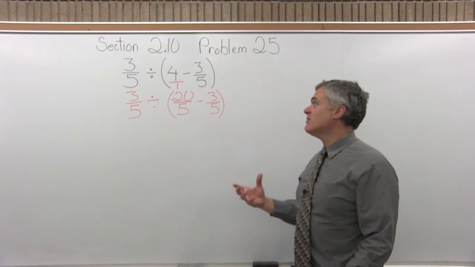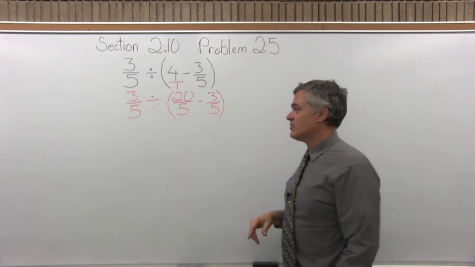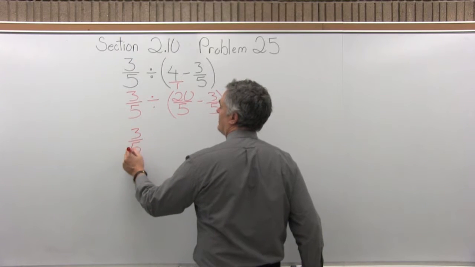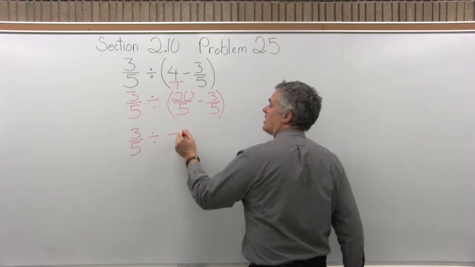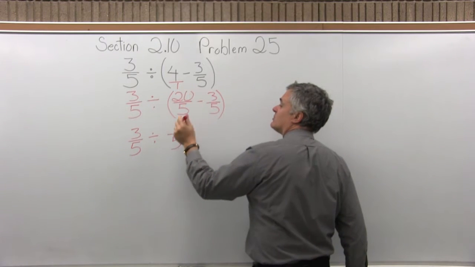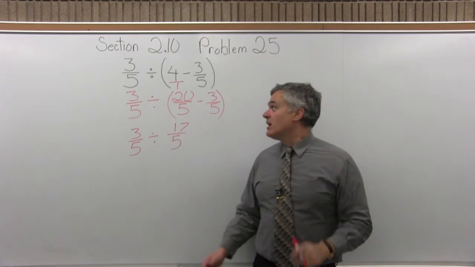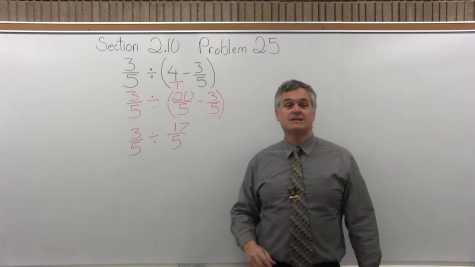So however you have to think about it, the 4 gets changed to a 20 over 5, and now I can subtract the 3/5. So there's a 3/5 in front, divided by, and when I do the work in parentheses, my common denominator is 5. I combine the numerators. 20 minus 3 is 17. So the problem now, after a step, has become 3/5 divided by 17/5.